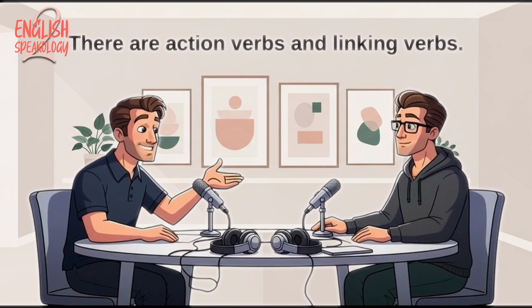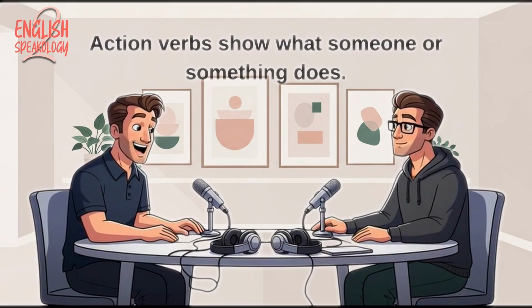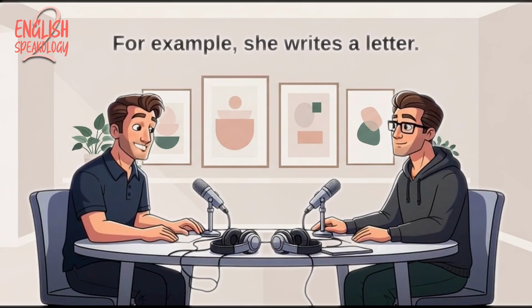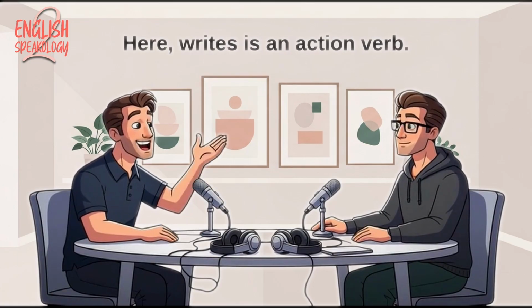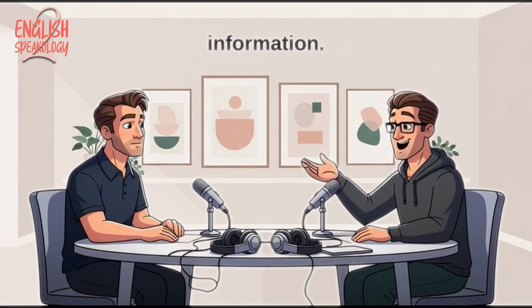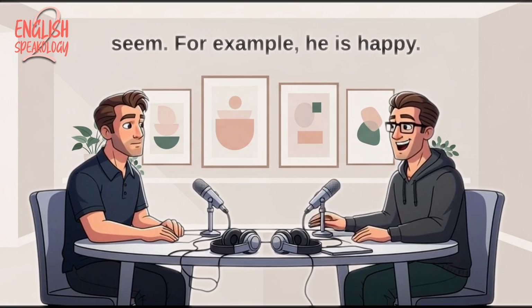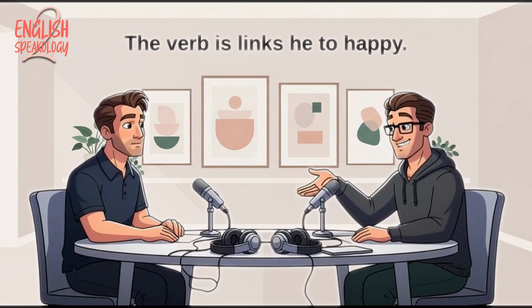There are action verbs and linking verbs. Action verbs show what someone or something does. For example, she writes a letter. Here, writes is an action verb. Linking verbs connect the subject to more information. Common linking verbs are be, become, seem. For example, he is happy. The verb is links he to happy.